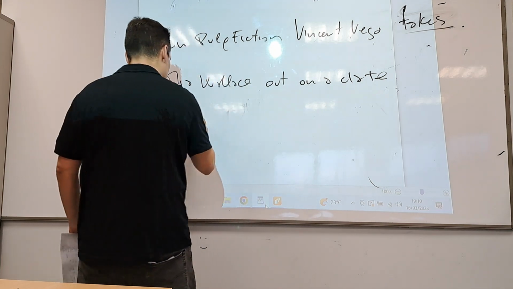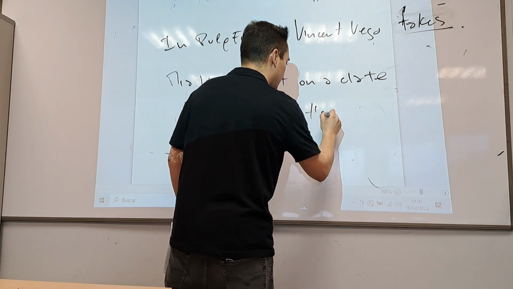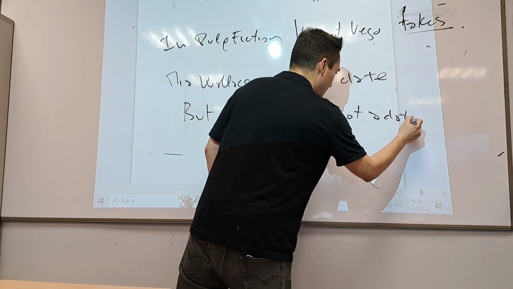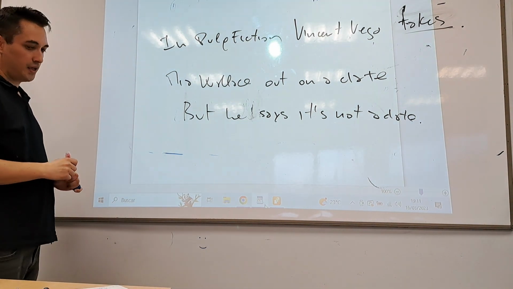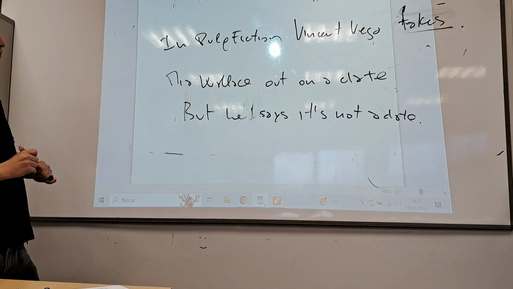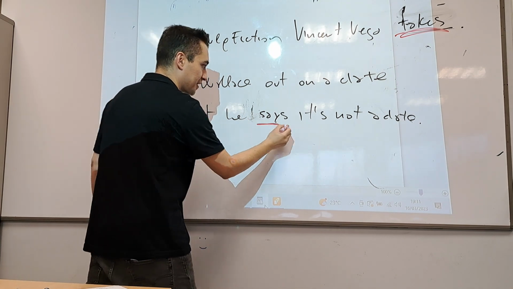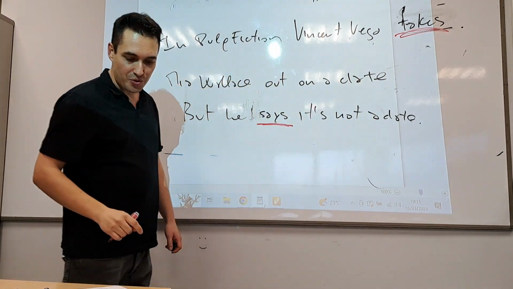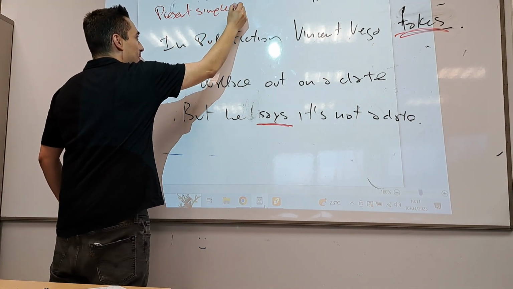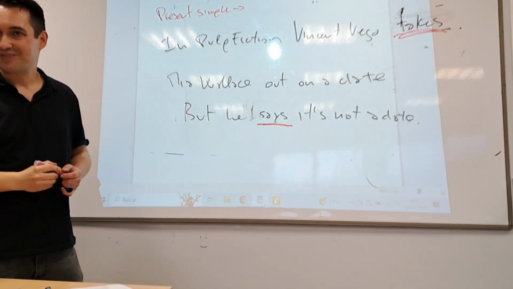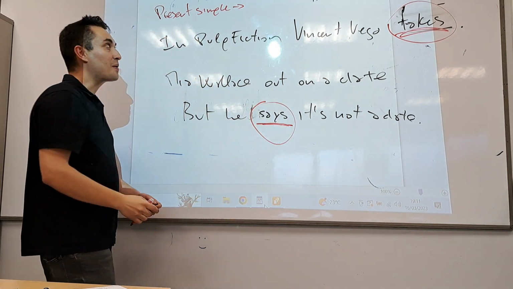But he says it's not a date. Okay? Here I'm talking about a movie, yeah? I'm describing events in a narrative of a novel or a movie. Here, Vincent Vega takes Mia Wallace on a date, but he says it's not a date. What am I using? I'm using the present simple. But am I talking about the present or the past? The past. I'm using the present simple, takes, says, but I'm talking about the past.